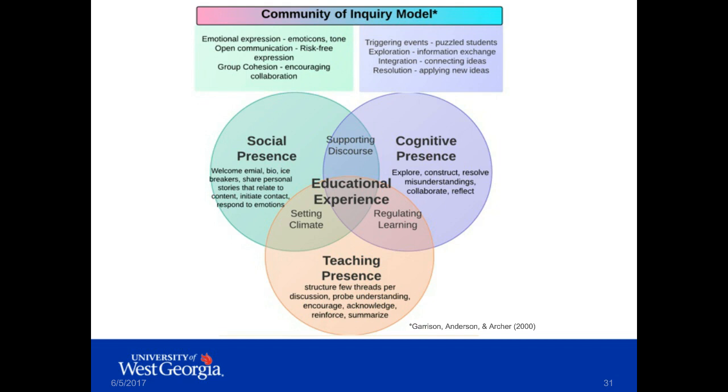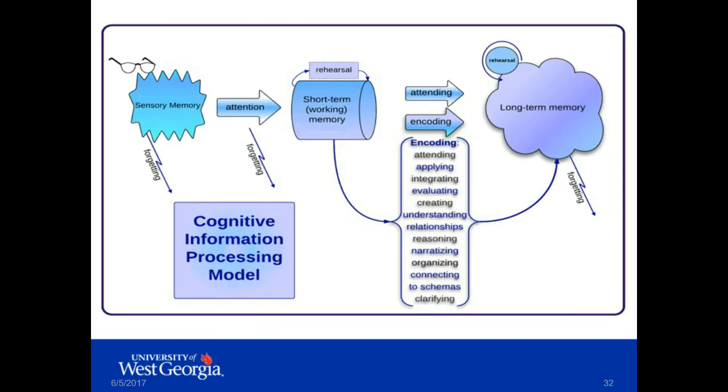Another thing that's important is cognitive presence. As I mentioned earlier, my background is in cognitive psychology, and so here's a basic cognitive information processing model. Because I think that if we can understand how students learn, we can understand how to reach them. So this is basic, right?